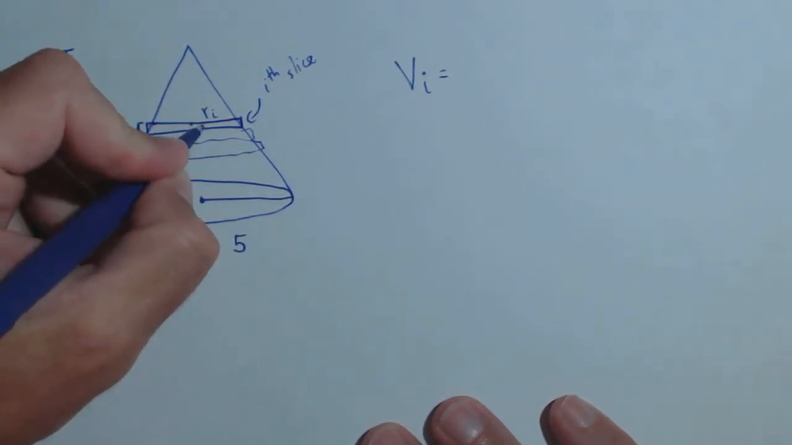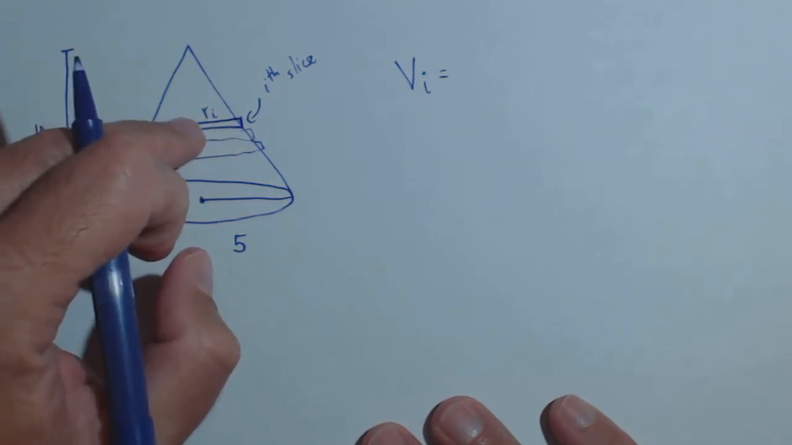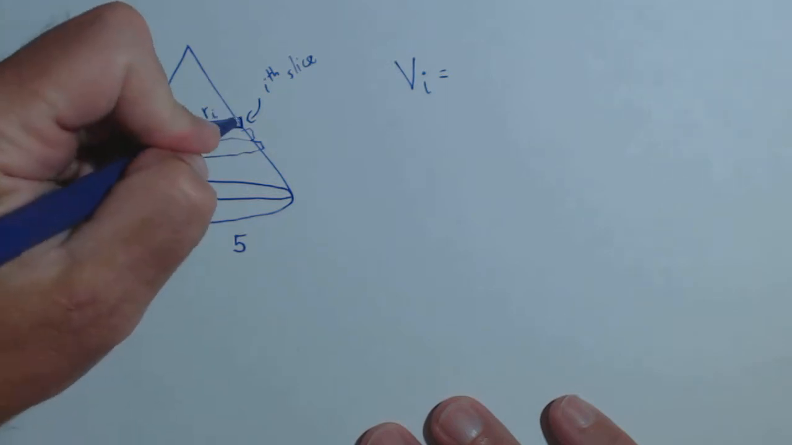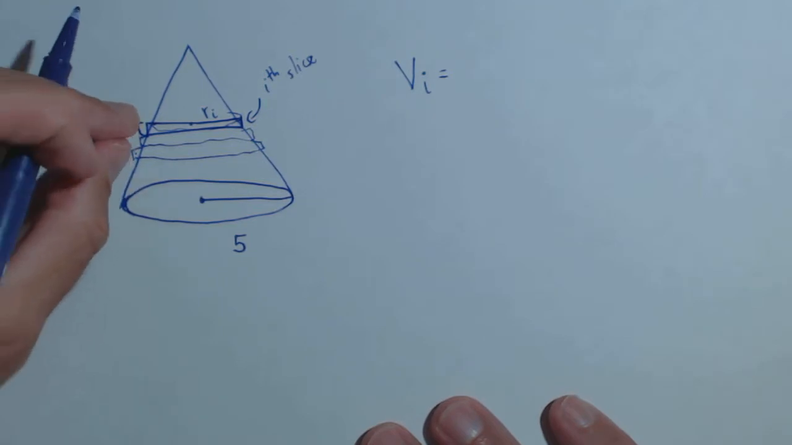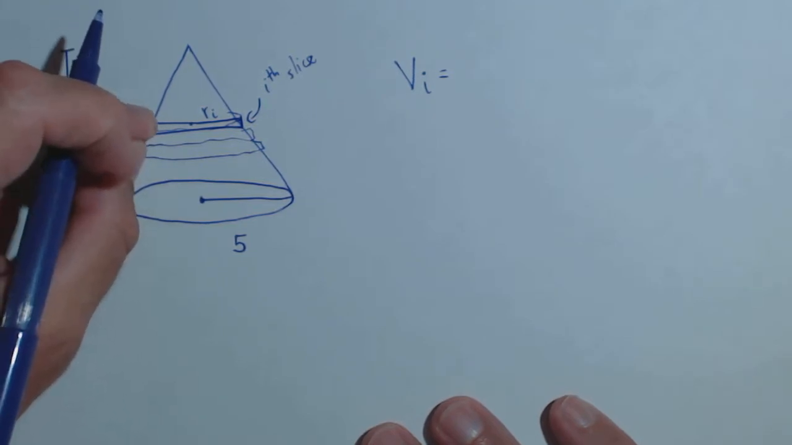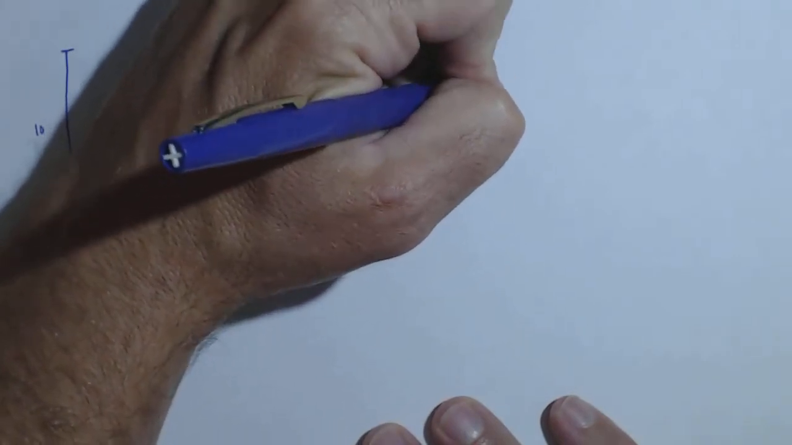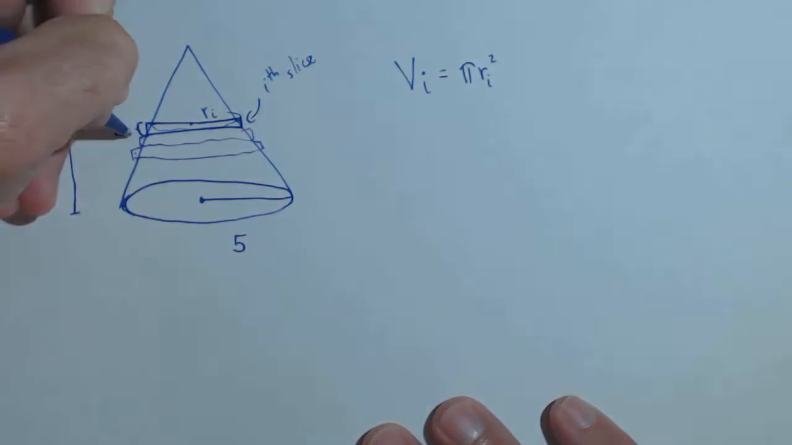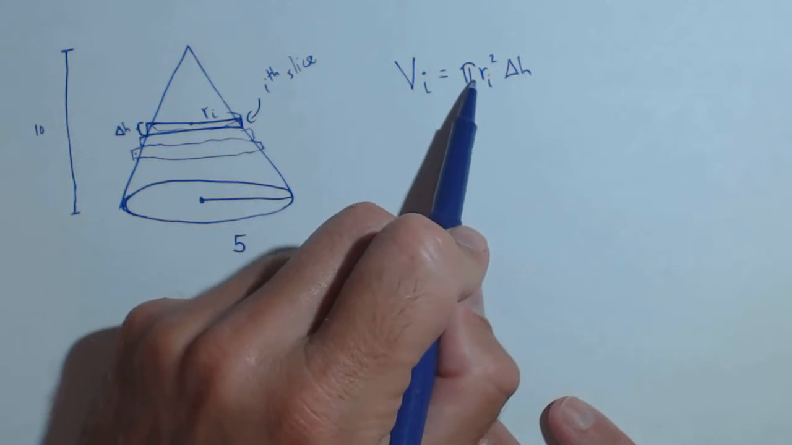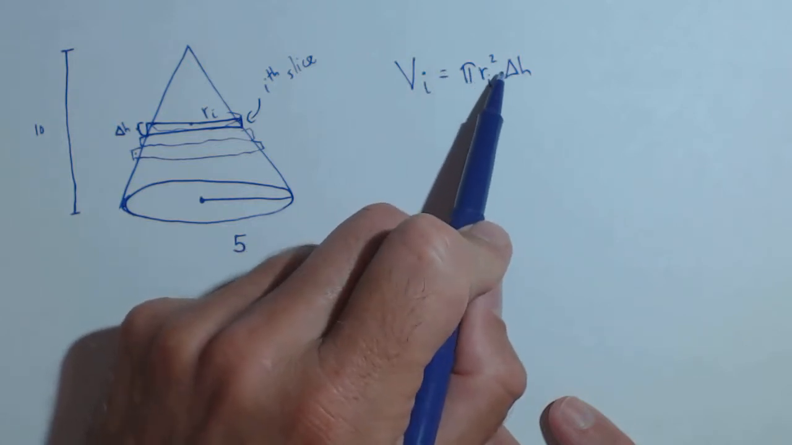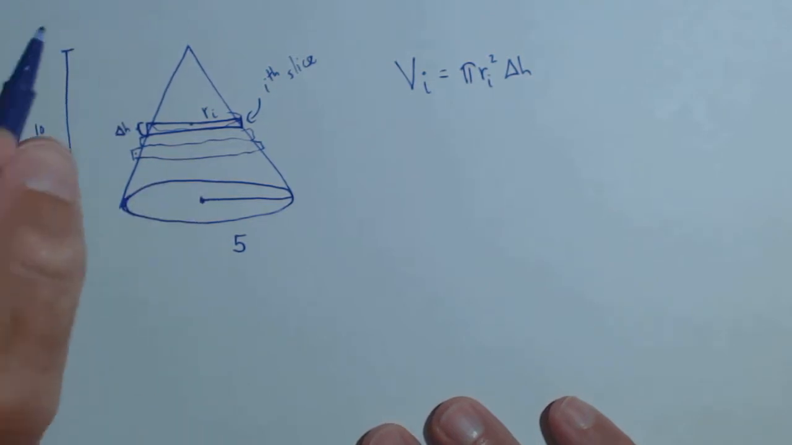So I can come up with the volume of this slice, but we need to think about what it looks like. If I were to take this slice and pull it out, it's going to be circular with a little bit of thickness. So it's going to look like a very, very flat cylinder. And so it's going to be the area of a circle, pi r sub i squared, times delta h. That's the height. So basically, we're going to be adding up a whole bunch of these little cylinders, and that's going to approximate the volume of the cone.